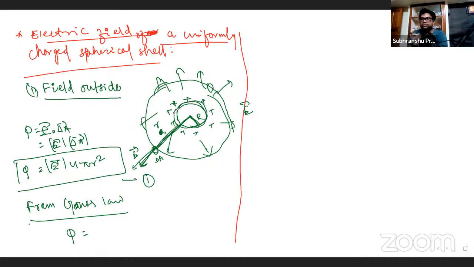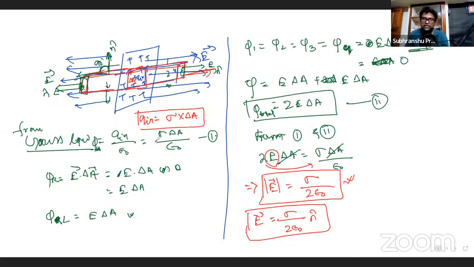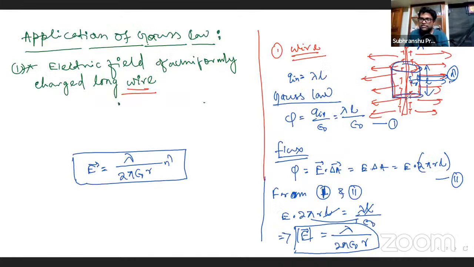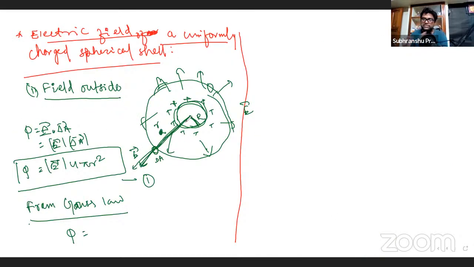Now this is a sphere. In the last derivation, we have used symbols: for the sheet we used sigma, the surface charge density, and for the wire we used lambda, the linear charge density, that is the number of charge per unit length. Now for a sphere, it is a spherical one, so we'll use volume charge density rho. Rho is the number of charge per unit volume.